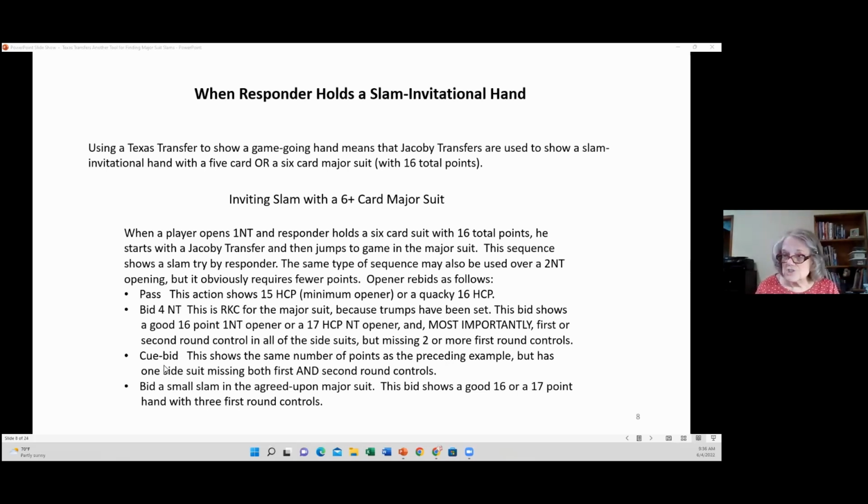Now, Q bidding shows the same number of points as the Blackwood sequence does, except that it shows a side suit that lacks a first or second round control, and you need to find out from your partner if he has one there. Remember, we don't want to be in a slam where we have 2 fast losers in any suit. That's embarrassing, guys. Ask me how I know this. To bid a slam and have the opponents take ace and king in a suit on the first 2 tricks.